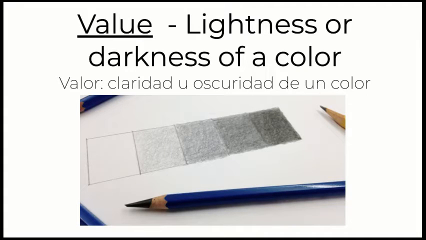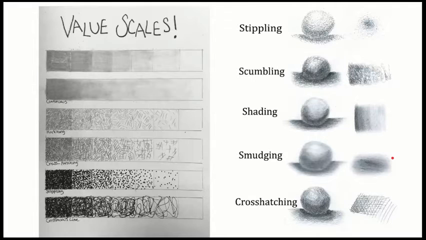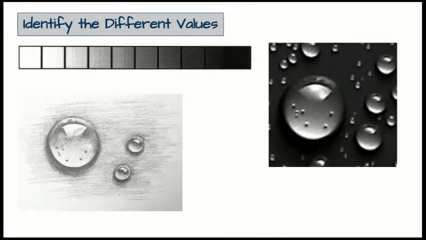So shading is all about value, or the lightness or darkness of a color. Here we see a value scale that represents light to dark and all of the different values in between. Values can be created in a lot of different ways in drawing. You can do cross-hatching, smudging, scumbling, stippling. We're going to be using smooth shading.